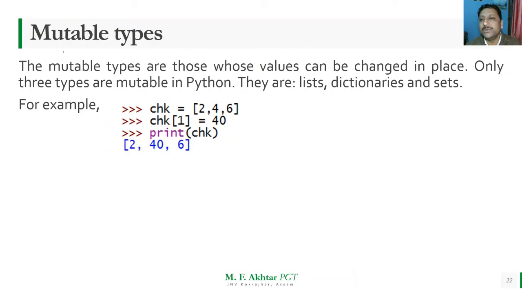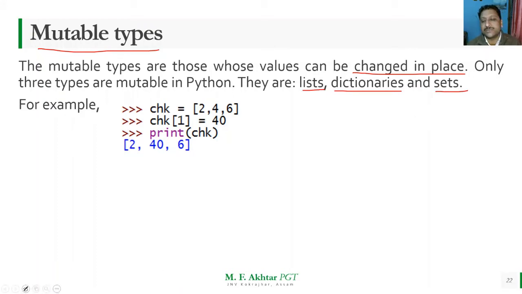Now, mutable data type means changeable, modifiable data type. Mutable data types are those values that can be changed in place. We can change. Only three types of mutable data types are list, dictionaries and sets. Only three types are available in Python which are mutable data types: list, dictionaries and sets.